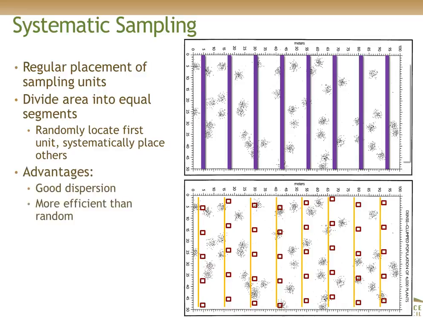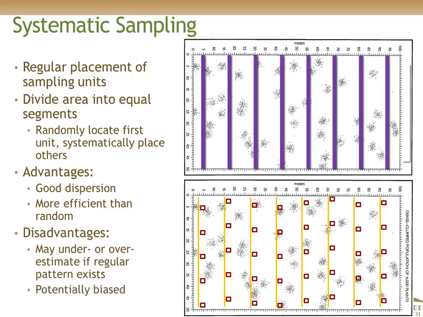The advantages of systematic sampling, as you can see, is that we have very good dispersion of sampling units throughout the sampling area. And this is far more efficient, oftentimes, than random sampling. Potential disadvantages are that you can either under or overestimate the attribute if there is a very regular pattern in the vegetation. And there is the potential for bias because these units are not randomly or independently located.